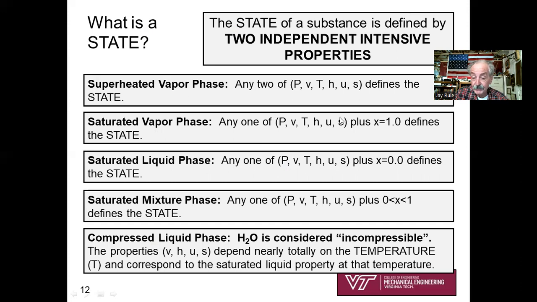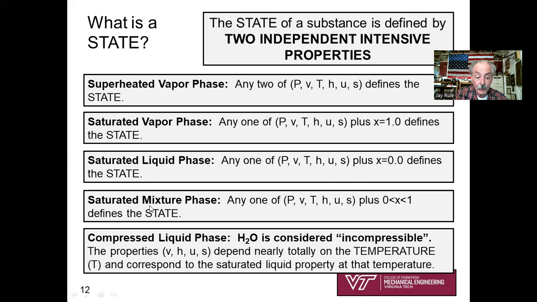If you're a saturated vapor, on the right-hand side of the vapor dome, any one of these properties defines the state, plus X equals 1.0, the quality, the mass of the vapor divided by the total mass. In this case, it's all vapor, so that's 1.0. What defines the state for a saturated liquid is any one of these plus X equals 0, 0% vapor divided by total mass. That's the quality, the property quality, 0.0.